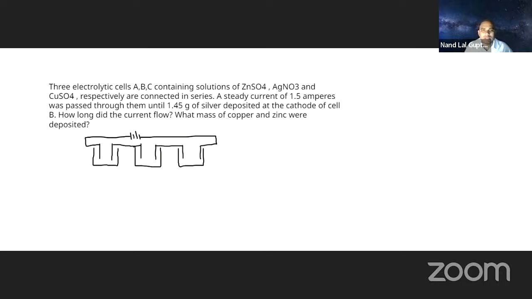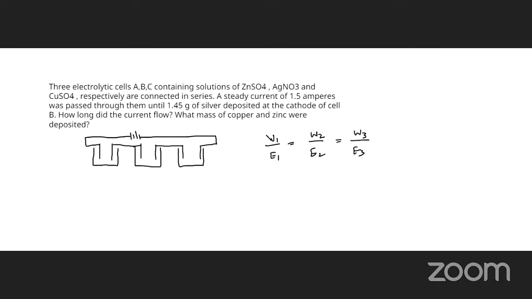So how was the formula we were using? Suppose this is W1, so it was atomic mass by E1, the number of electrons required to reduce. W1 by E1 equals W2 by E2 equals W3 by E3. This was the formula we were using. And I explained to you the rule to calculate equivalent weight. How to calculate the equivalent weight? Molecular mass upon N factor, or the number of electrons required to reduce.